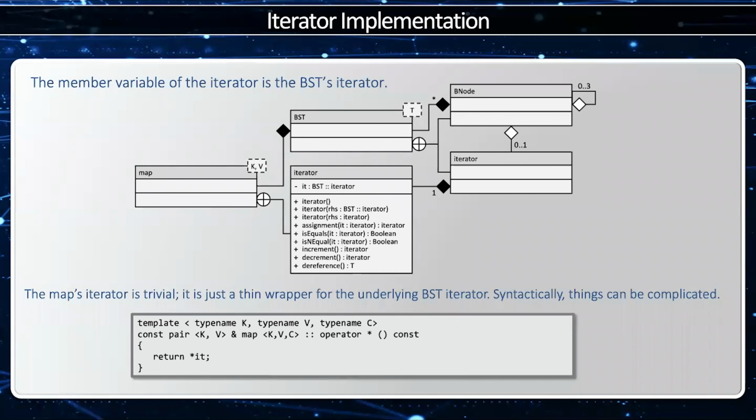To see how the map iterator works, let's take a look at the UML class diagram. So the map iterator simply has one instance of a BST iterator. Notice how the map iterator only has one member variable, it, and it's a BST iterator. And all the methods for the map iterator are a very thin wrapper for the underlying BST iterator. For an example, the map's dereference operator, presented in C++ below, simply dereferences the underlying BST's iterator.